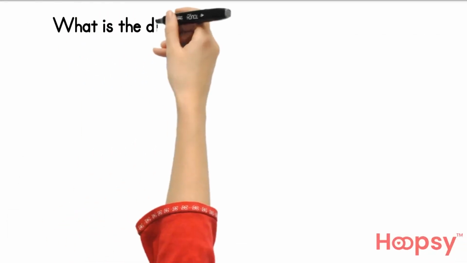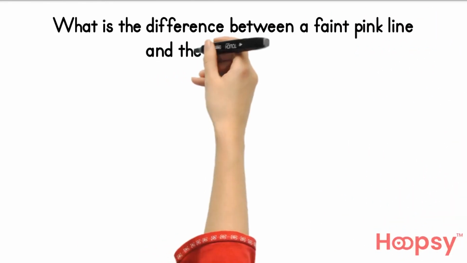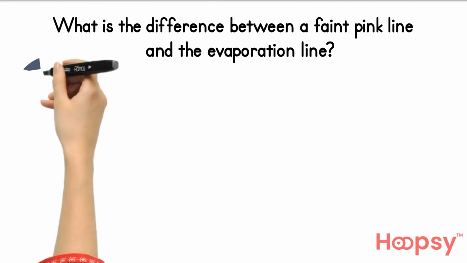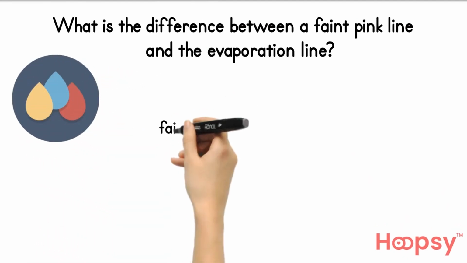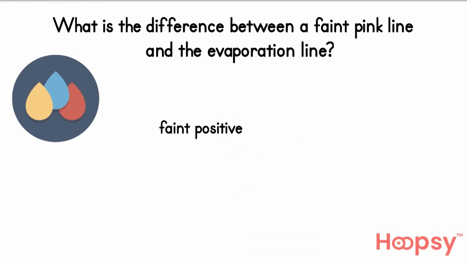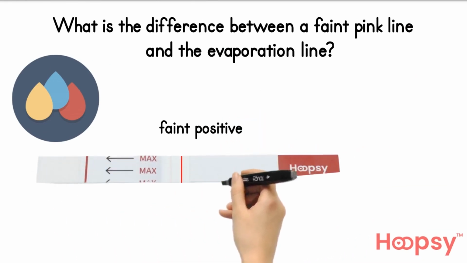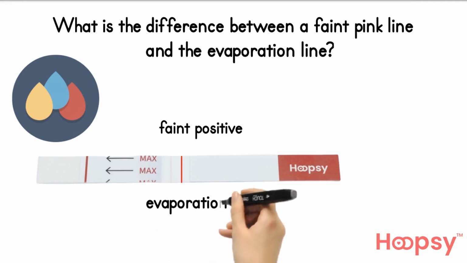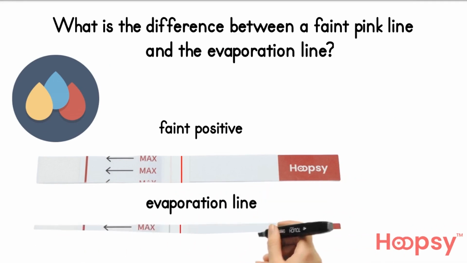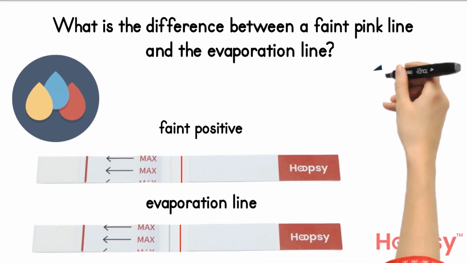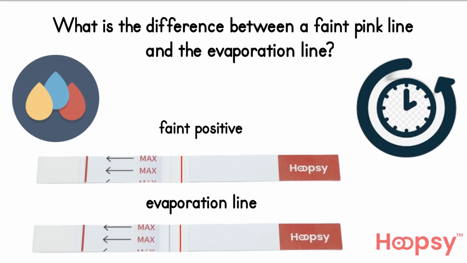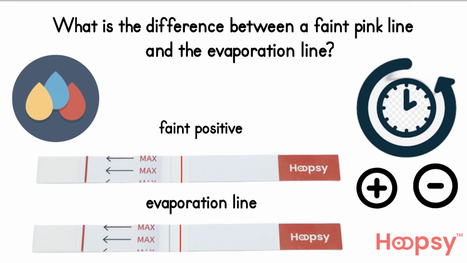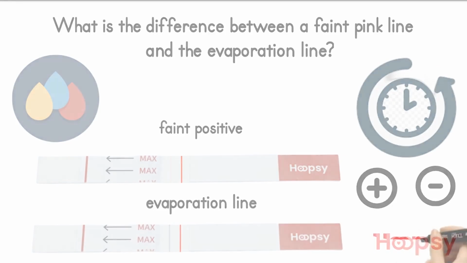Question 5. What is the difference between a faint pink line and the evaporation line? Basically, the main difference between a faint pink line and the evaporation line is the colour. A faint positive line is more like a pinkish line, while an evaporation line is almost colourless. Another distinguishing feature between the two involves timing. If the line shows up within 10 minutes, it's most definitely a faint positive line. But if the line shows up much later, then it's an evaporation line.